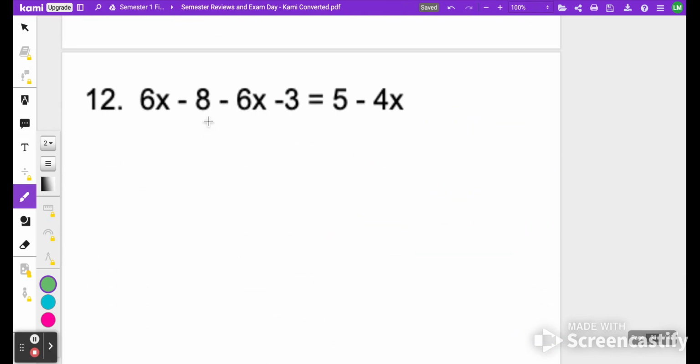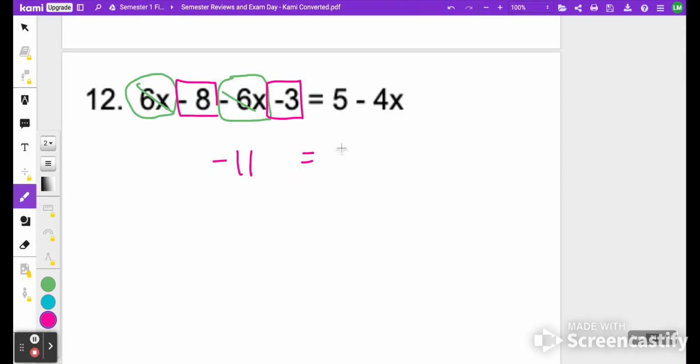Number 12, a lot going on here. We have variables on both sides and some combining of like terms. If you notice on the left side though, 6x and minus 6x just cancel out. But I still have a negative 8 and a negative 3, which is going to give me negative 11, and then equals 5 minus 4x.